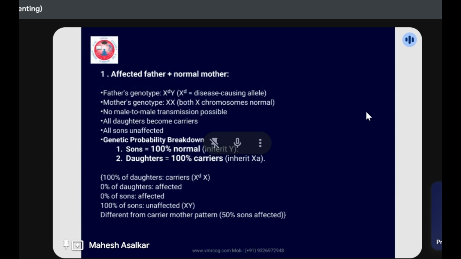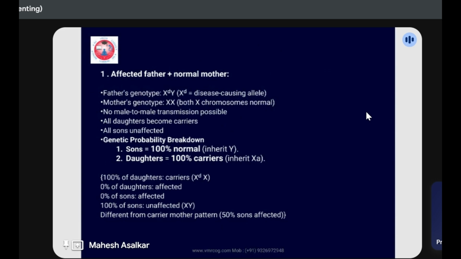The father is suffering from this, and the disease name will be given. Okay, it is an X-linked disease, and the mother is normal, and they will ask you the probability of affection in the next generation. So you should know how to calculate it. Father's genotype is XDY, where XD represents the disease-causing allele. Mother's genotype is XX, and there is no male to male transmission possible.